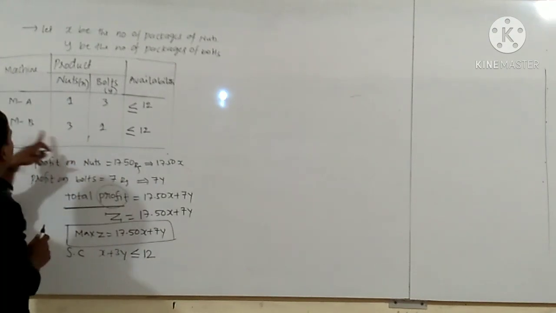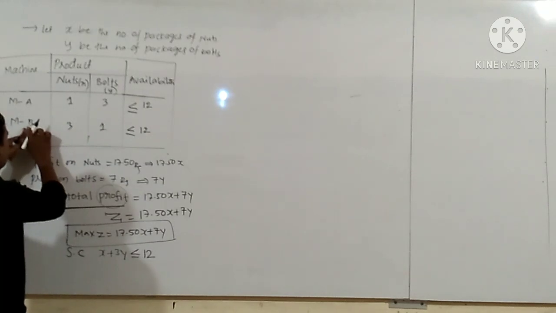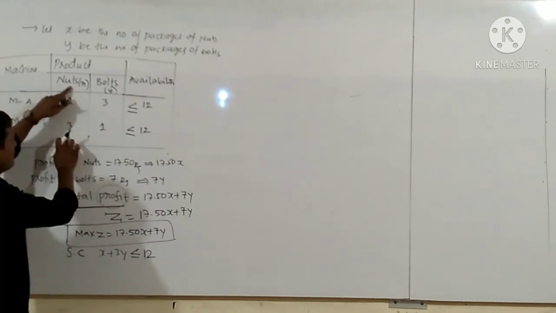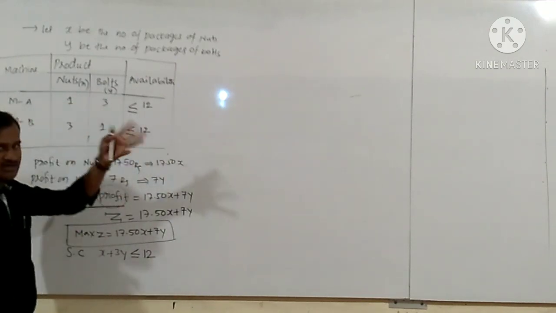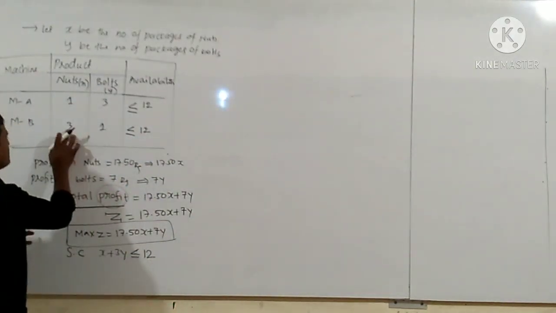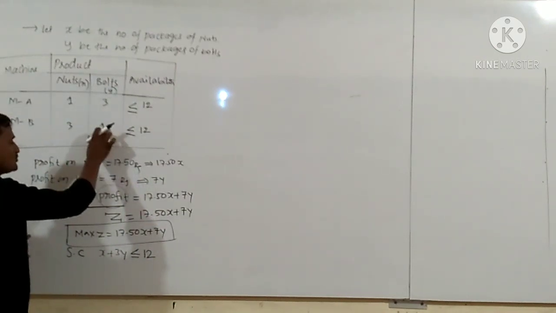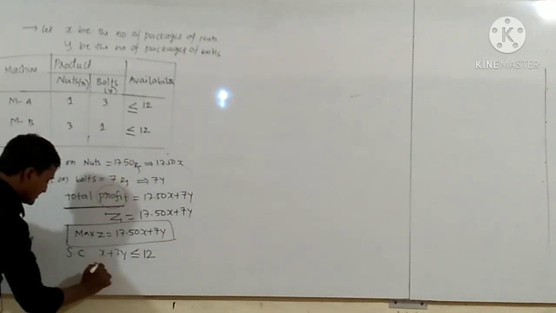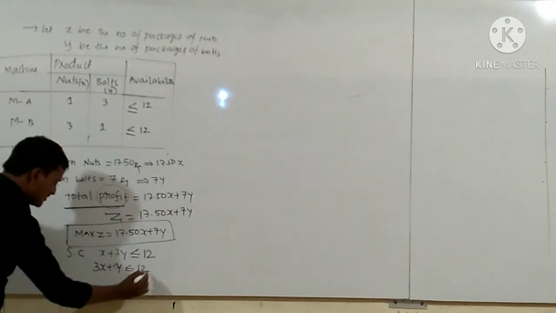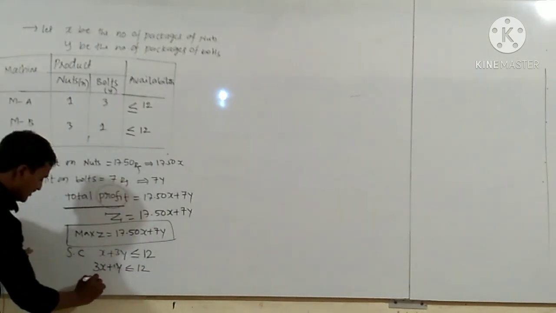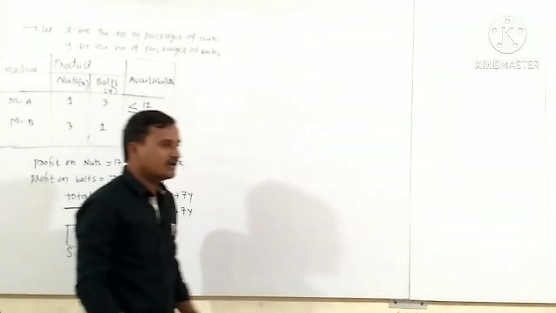Okay, right. And for machine B, to produce nuts, the availability of machine B for nuts is 3 hours and for bolts is 1 hour, and total availability is again less than or equal to 12. Here I will take nuts is nothing but x, bolt is nothing but y. 3 into x plus 1 into y, we will write like this, 3x plus y. This is less than or equal to what? 12. And here we will take non-negative constraint. They are x is more than or equal to 0 and y is more than or equal to 0.